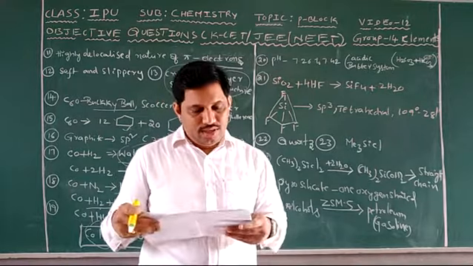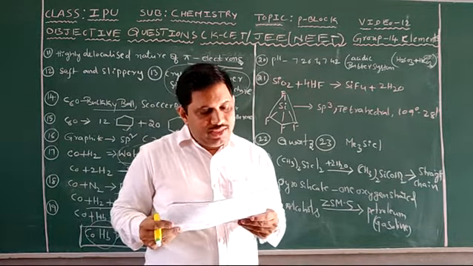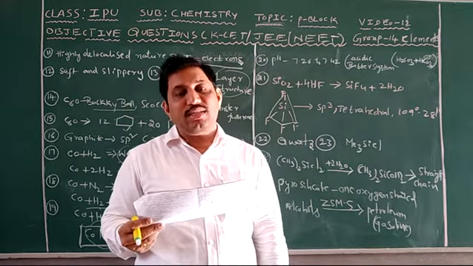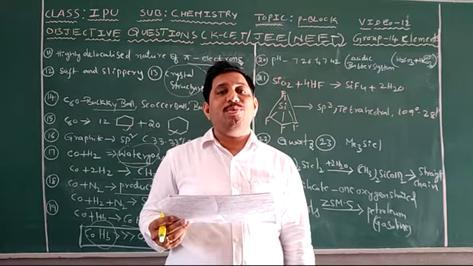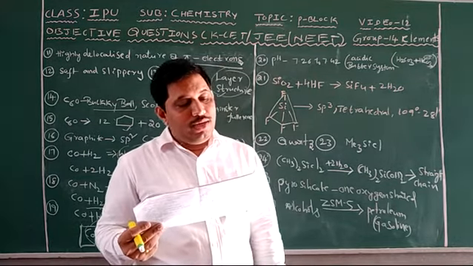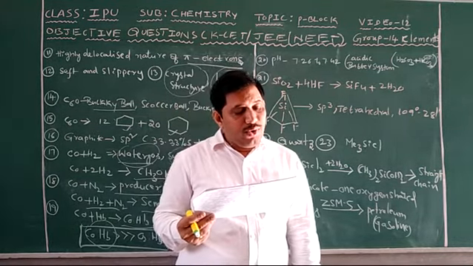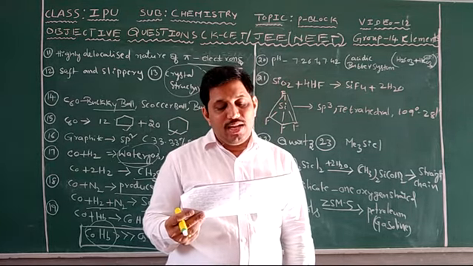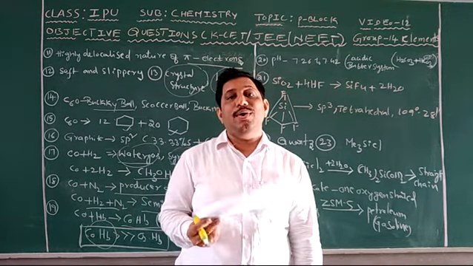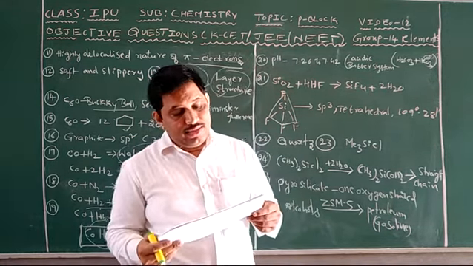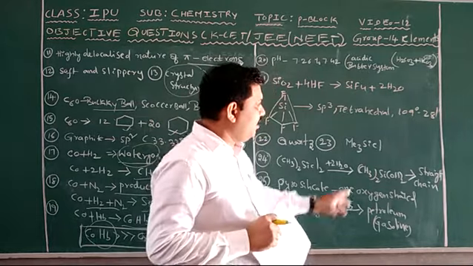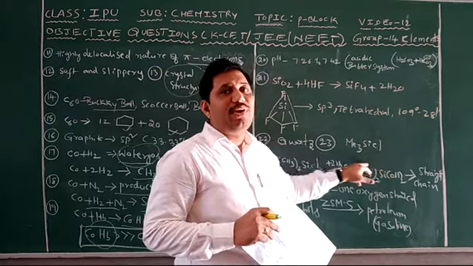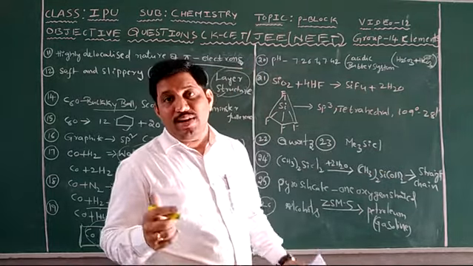Question number 23. Which of these is not a monomer for a high molecular mass silicon polymer? The options are trichloromethylsilane, dichloromethylsilane, trimethylchlorosilane, and trichlorophenylsilane. The correct answer is C, students, that is trimethylchlorosilane.